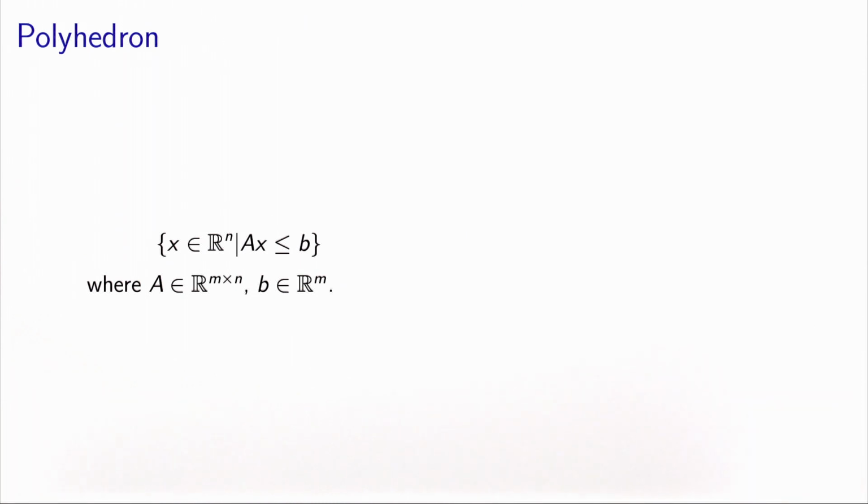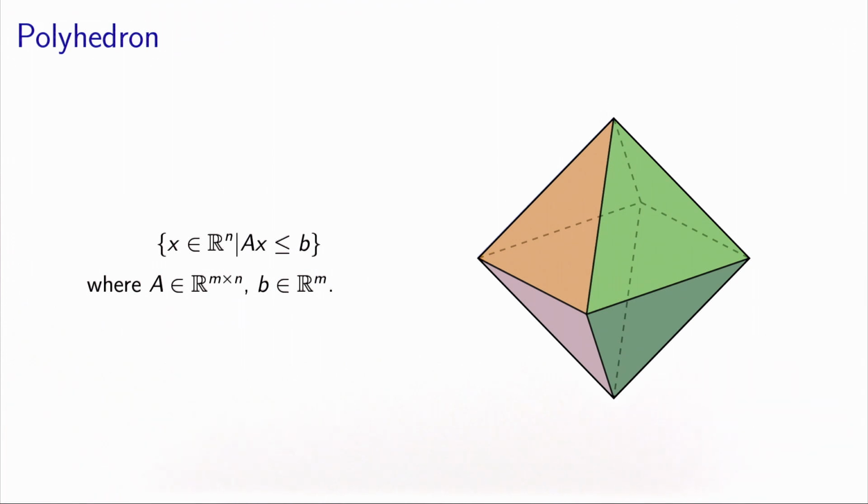The formal way to write the polyhedron is by saying that it's the set of x in Rn, verifying a linear inequality Ax less or equal to b, where A is a matrix of m lines and n columns, and b is a vector of m entries. So here, this polyhedron is defined by the intersection of m half spaces. This is an example of a polyhedron in 3D. This is the type of objects that we will be dealing with.